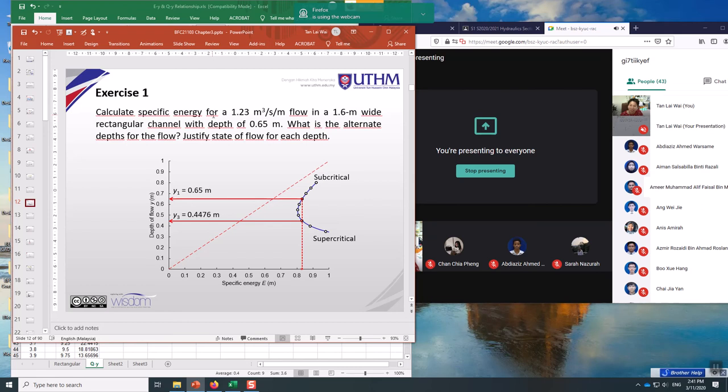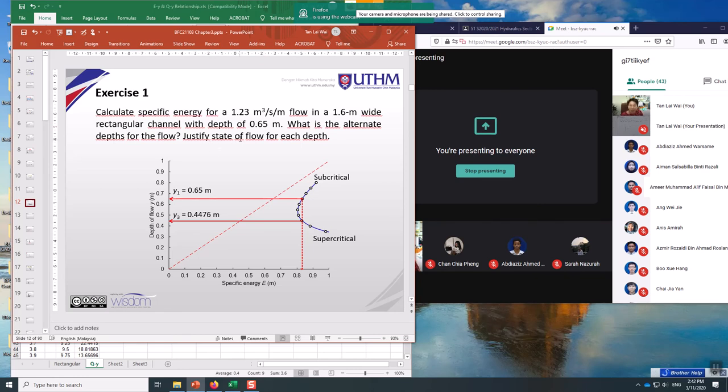Calculate the specific energy for a 1.23 meter cubed per second per meter. Now this q here is the discharge per unit width, because if you look at the unit, it is per meter width, in a 1.6 meter wide rectangular channel, with a depth of 0.65. What is the alternate depth for the flow?